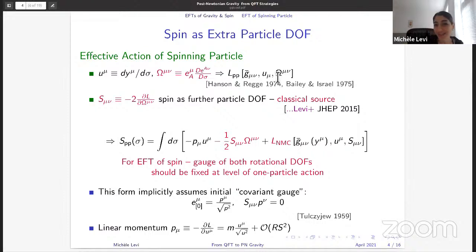The situation changes dramatically when we want to start considering spin. There are very good works that were done already in the 70s, considering spin in flat spacetime and in curved spacetime. And in general, already from there, we saw the definitions of two generalized velocities, the forward velocity and the generalized angular velocity.